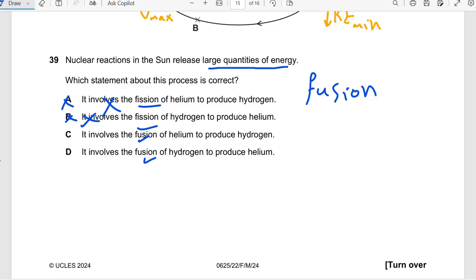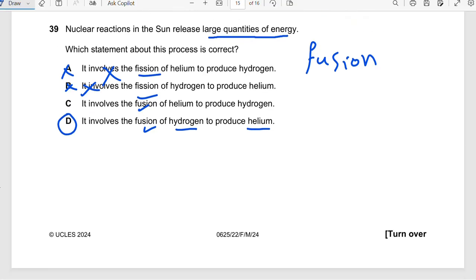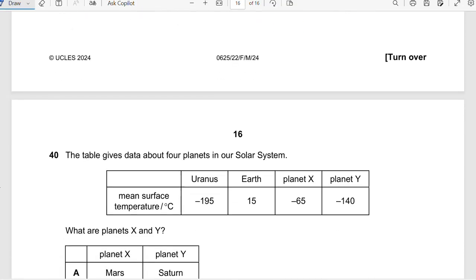In C they say it involves the fusion of helium to produce hydrogen. Actually no, hydrogen is lighter than helium. So we need to have two light nuclei to give me a heavy one, which is option D. It says fusion of hydrogen, which is light, to produce helium, which is heavier. Helium is not that heavy, but it is heavier than hydrogen. So the correct option is D. I hope it's clear.